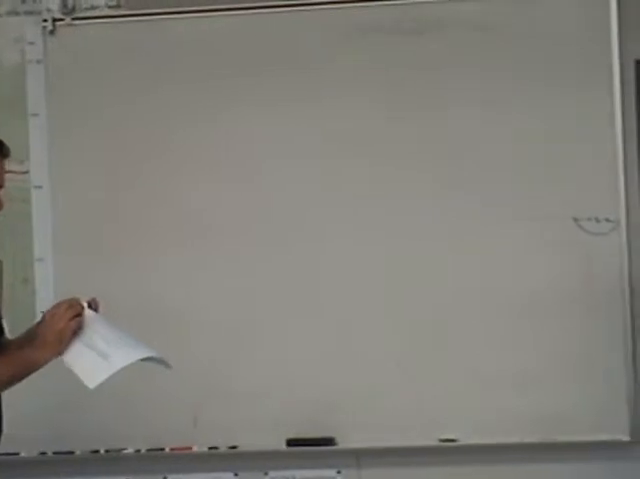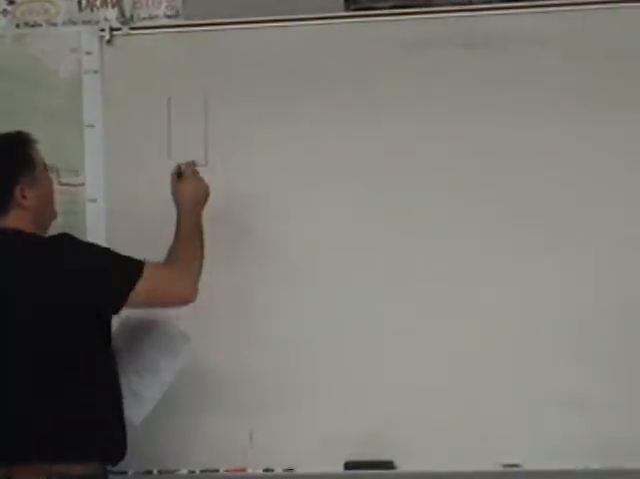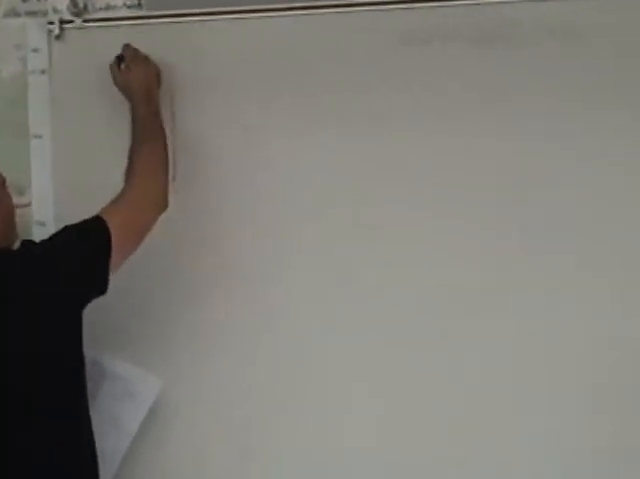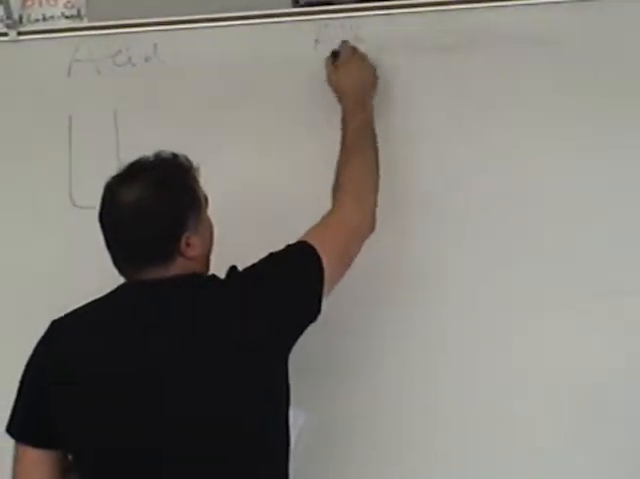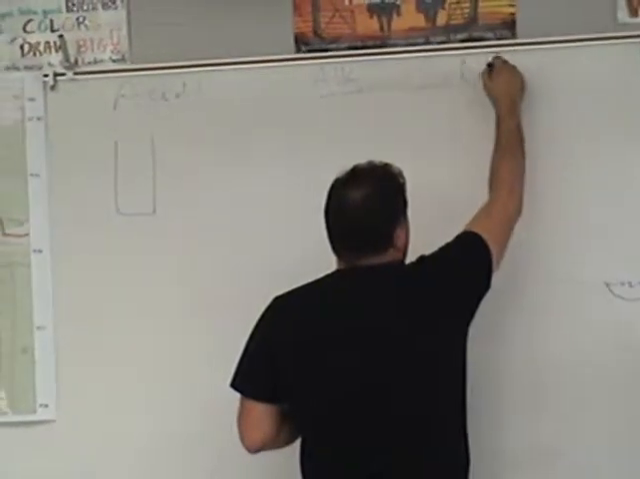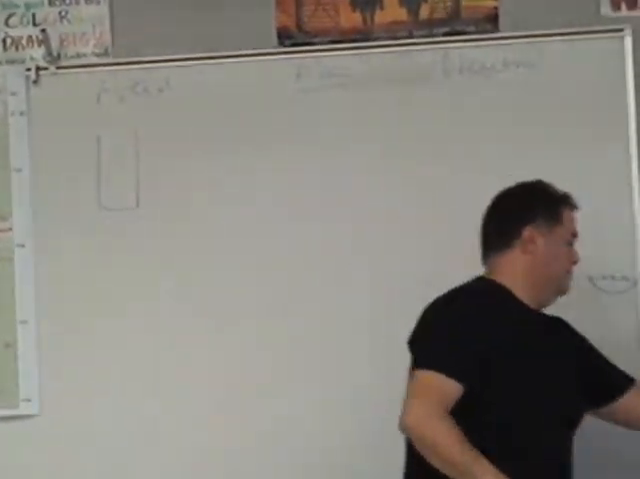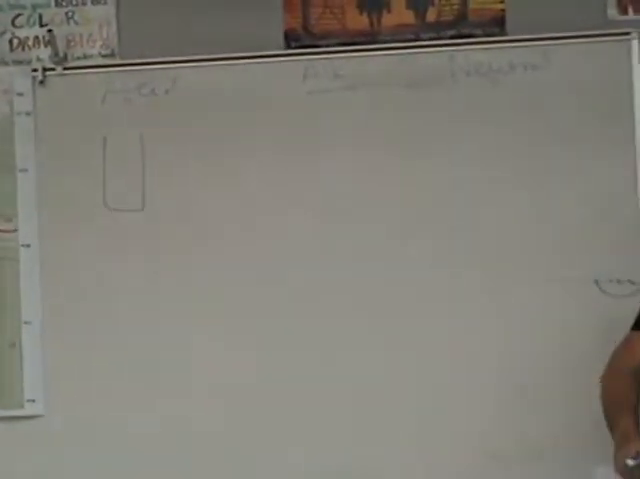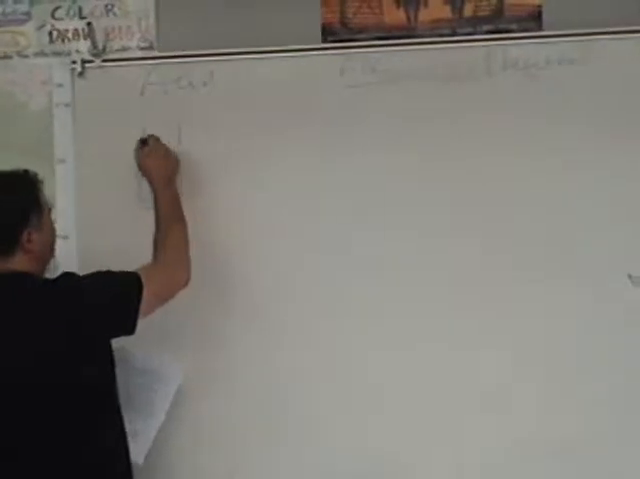Okay, so basically what we're going to do is take a plastic container, and this is going to be the acid group. I'll put the alkaline here, and this is going to be the neutral group. Can everybody see that? Okay, so the acid group is going to take their container.